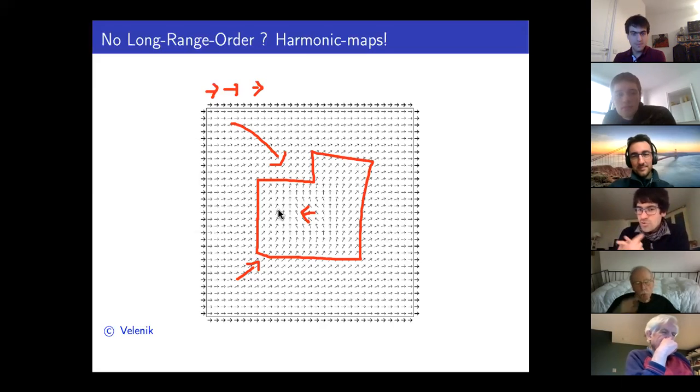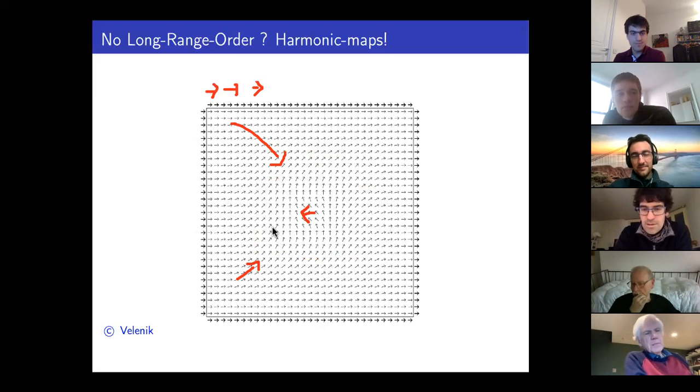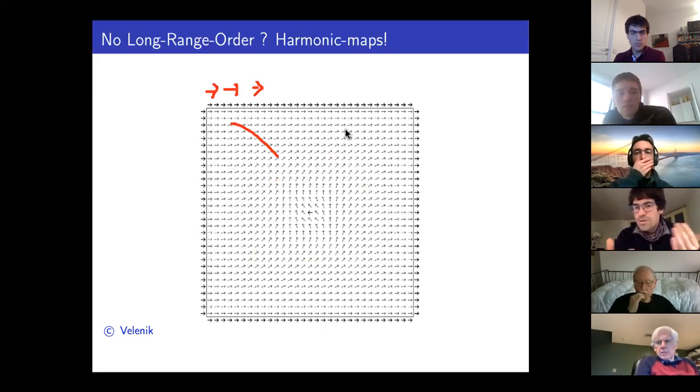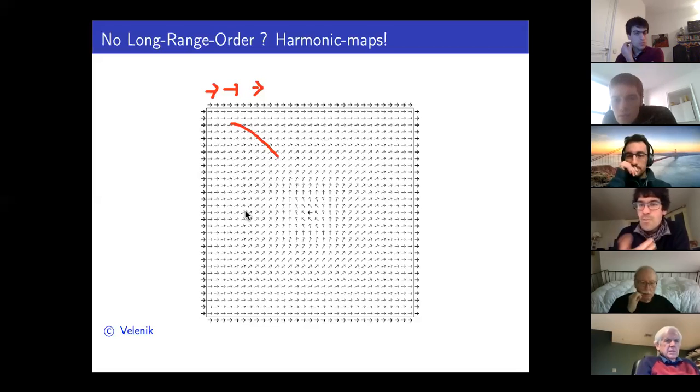And if you want to do it in the best possible way in terms of energy, you can search among all functions from the spins to S1, what is the best possible function, and this is this one. It's called a harmonic map. In non-commutative settings, it would even be called an instanton.